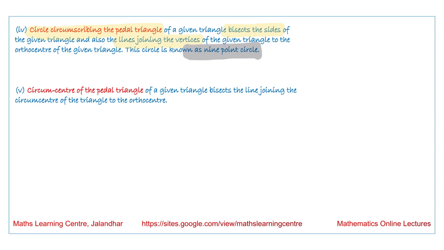And the last remark that we have is that the circumcenter of the pedal triangle of a given triangle bisects the line joining the circumcenter of the triangle to the orthocenter. So these are some properties or remarks that you should always keep in mind regarding these circumcircle, incircle, pedal triangle, all these concepts.